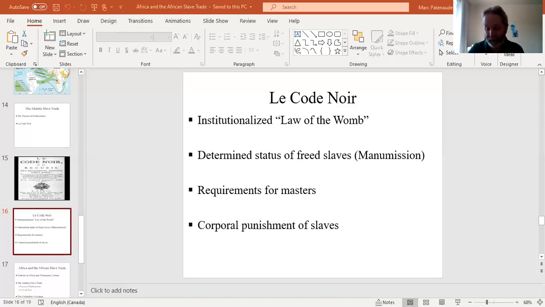In addition, and this is where we get to some of the more icky parts of the Code Noir, it allowed for the corporal punishment of slaves and the punishment of slaves for certain behaviors. Masters were allowed to chain and beat their slaves, but prohibited from torturing or mutilating them. And that makes a little bit of perverse sense because slaves were considered property. And so if you decide to sell a slave, as a buyer, you want to get the best value you can.